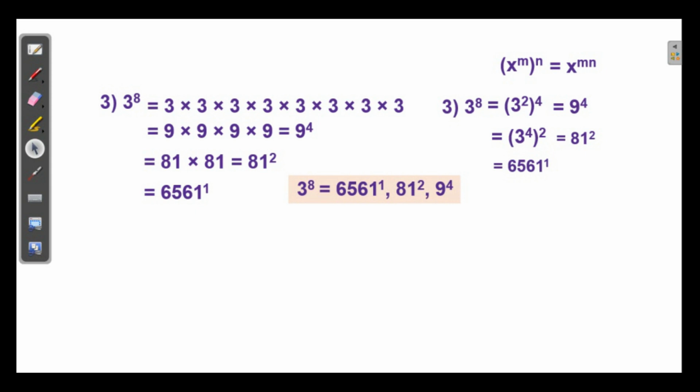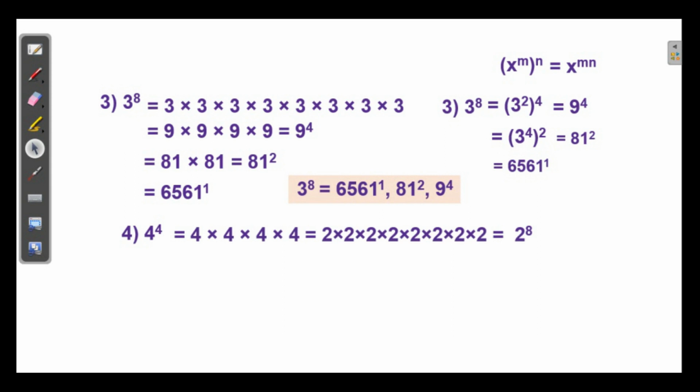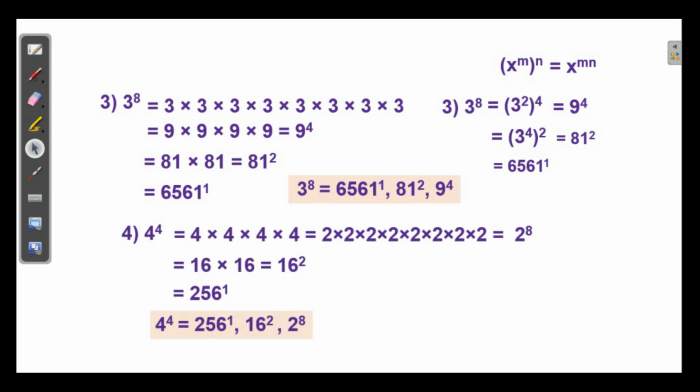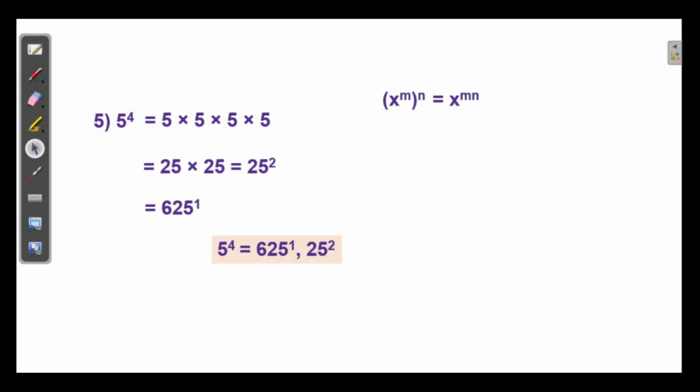It will take less time. 4^4 is equal to, again expanding we will get it like this, and using the power of power rule we can write it more easily. (4^2)^2 is 16 square, 256. Similarly 4 is 2 square. (2^2)^4 is equal to 2^8. 5^4, expanding we can write so, and using the power of power rule 5^4 is equal to (5^2)^2, 25 square, which is equal to 625.